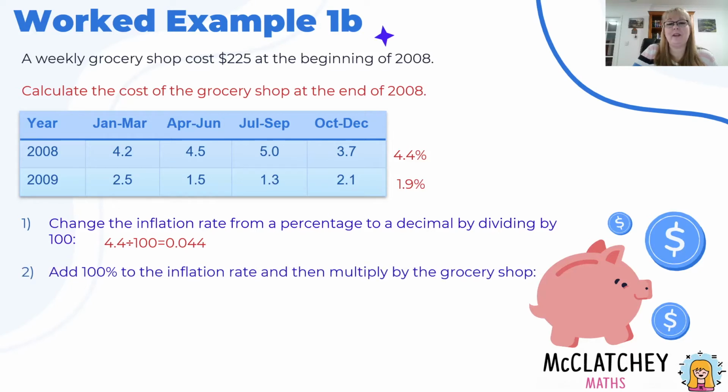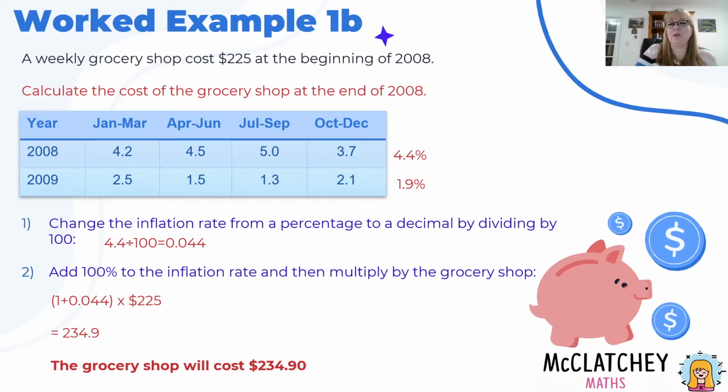Then our next step is we're going to add 100% to the inflation rate and then multiply it by the grocery shop. So I'm going to add 1, which is 100%, to the 4.4%, and then I'm going to times that by the grocery shop of $225, and that's going to give me an answer of $234.90. So my groceries are going to cost me about an extra $10 by the end of 1 year.